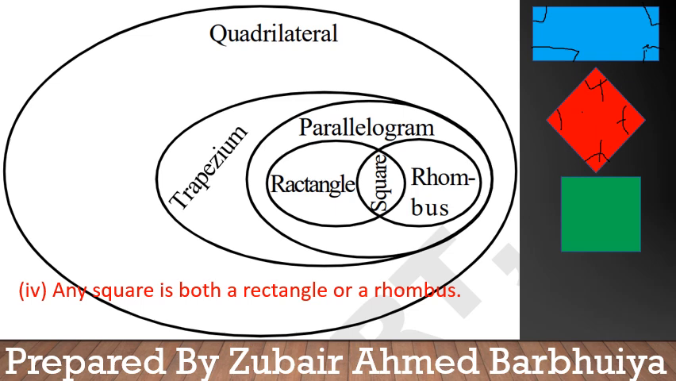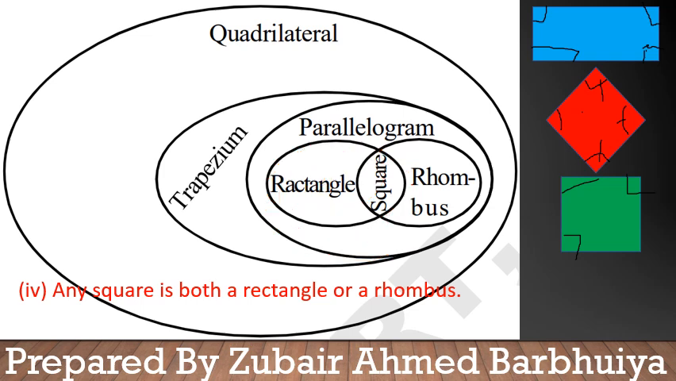Now, what is the relation between square and rectangle? Since all the angles of a rectangle should be right angles, here in the square each angle is of equal measure, and each angle is 90 degrees. So all squares are rectangles. Here is the family of rectangle. All squares belong to rectangle.